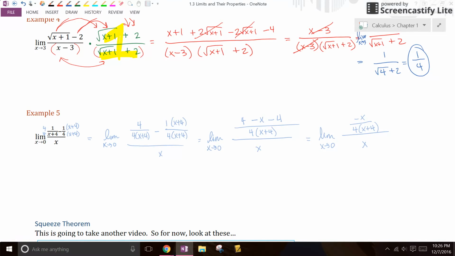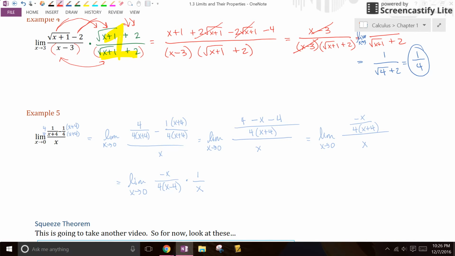Still looks pretty gross. That's a complex fraction. We don't like that one bit. And so what do I have to do? I have to do copy dot flip, keep change flip, whatever you call it. So I have the limit as x approaches 0 of negative x over 4 times x plus 4, times, now it was divided by x over 1, so that's times 1 over x.